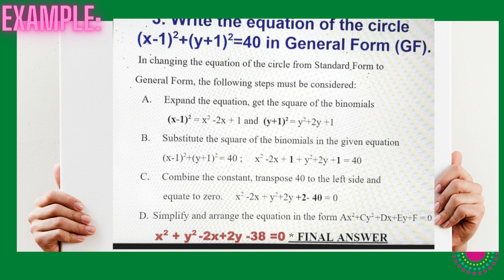And for the last step, simplify and arrange the equation in the form ax squared plus cy squared plus dx plus ey plus f equals 0. So this is our final answer. x squared plus y squared minus 2x plus 2y minus 38 equals 0.